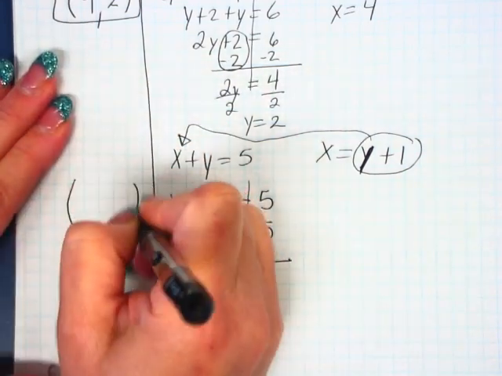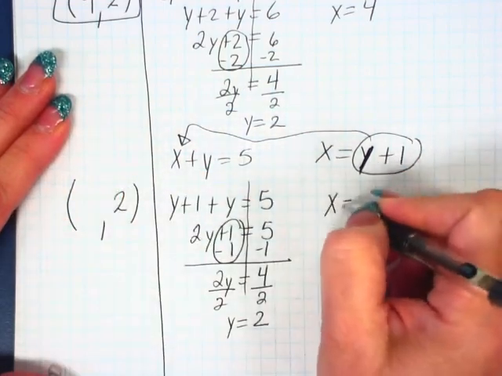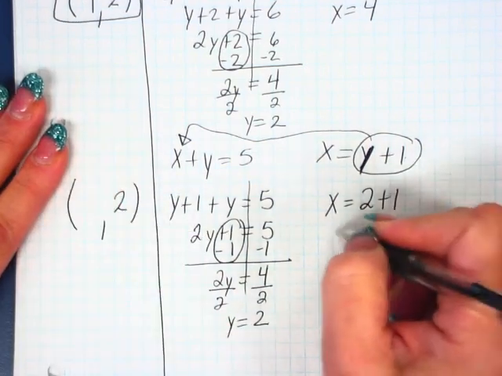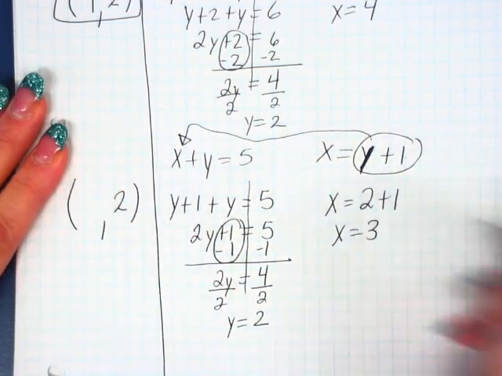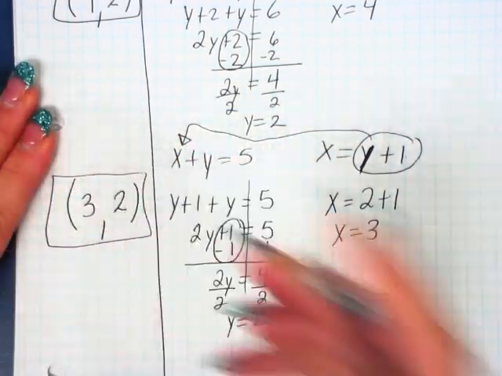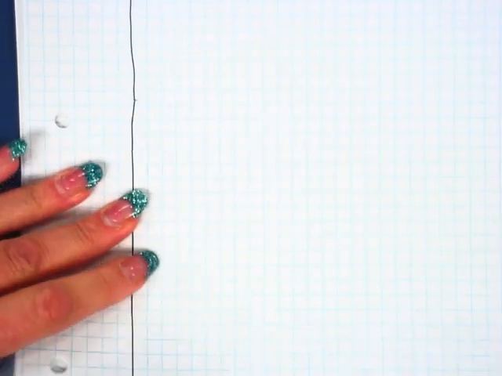So again, we start off that our Y is 2. We're going to come up here and X is Y plus 1, and Y plus 1 would be 3. So 2 plus 1 would be 3. This again would be the answer to that system of equations, the solution. All right, let's try another one.